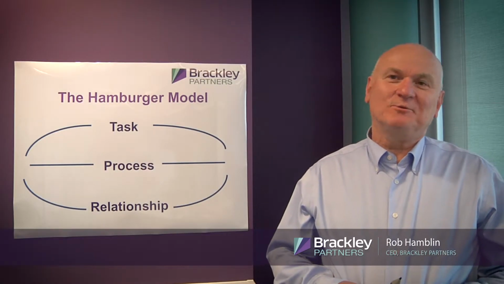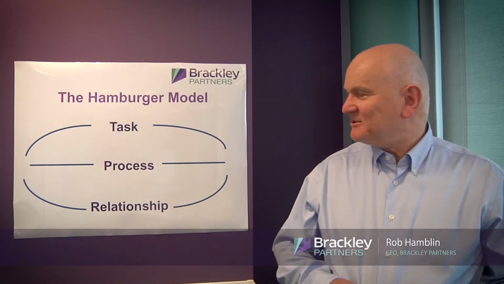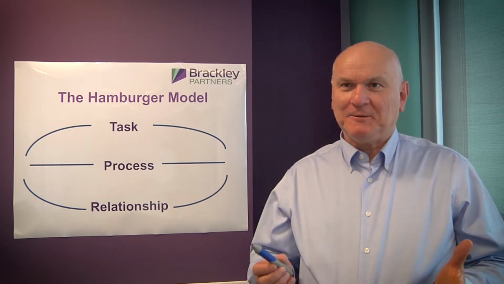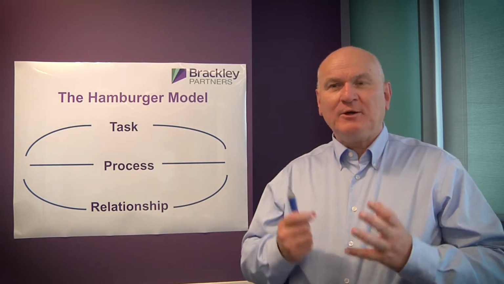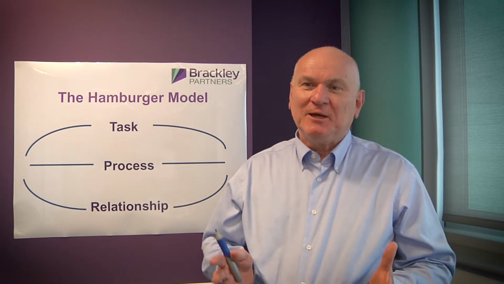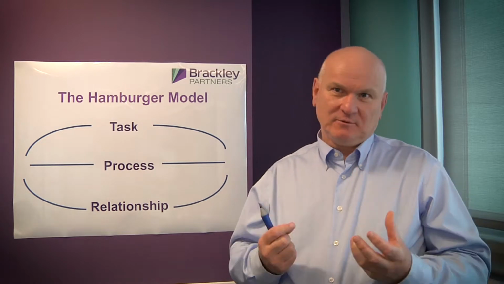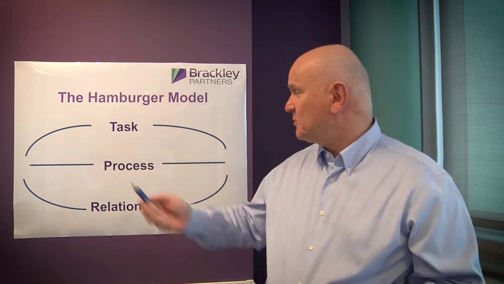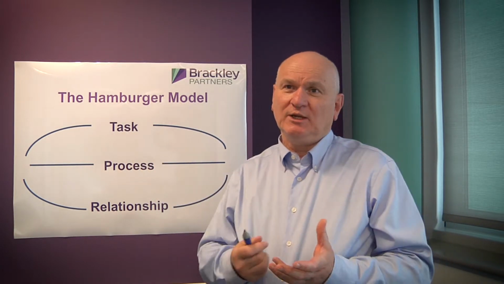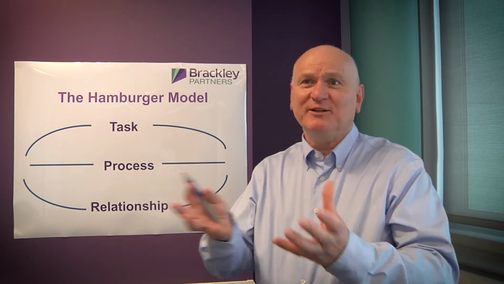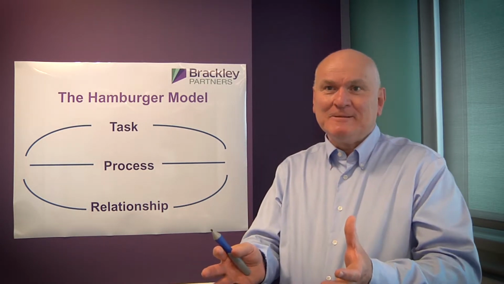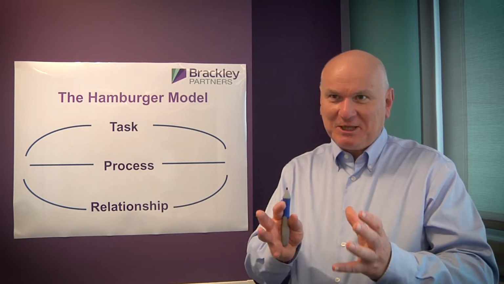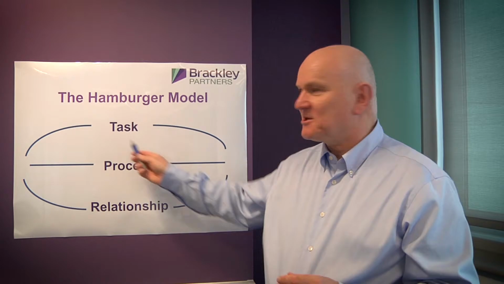Today's model is called the hamburger, and the hamburger model is really useful when you're working on team development. Now, whenever any group of people work together, they work on three distinct levels, and the first level is the level of the task. So if we're operating together as a team, there are certain task activities that we need to work on. There are certain outputs, certain deliverables, there are certain goals, right?